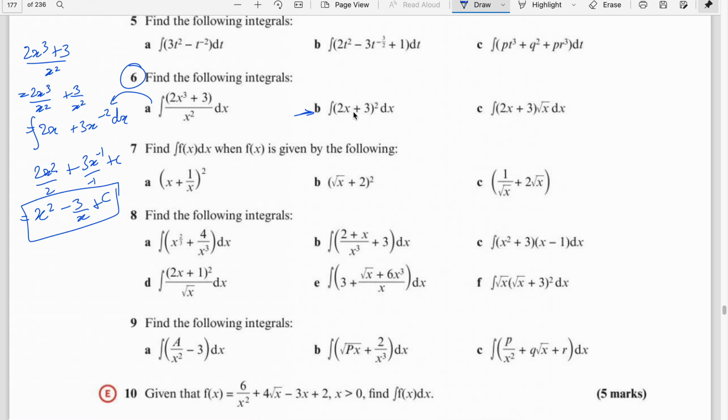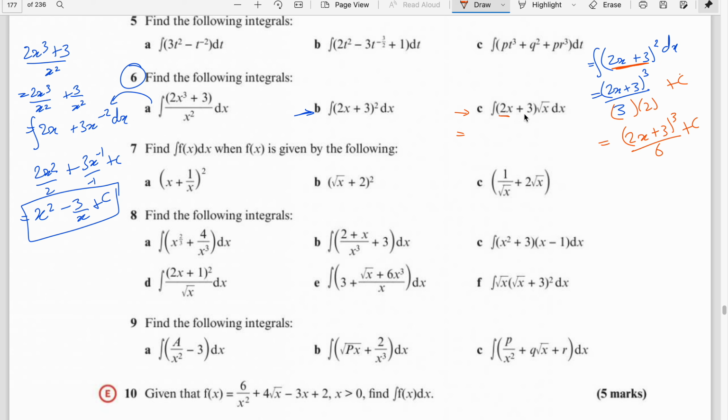B part, with the power: 2x plus 3 whole square, we have to integrate it. So first we deal with the power. This is 2x plus 3 whole cube divided by the new power, and the differentiation of the base. The differentiation of 2x plus 3 is only 2, and we divide by it, plus c. So 2x plus 3 whole cube by 6 plus c is this integration.